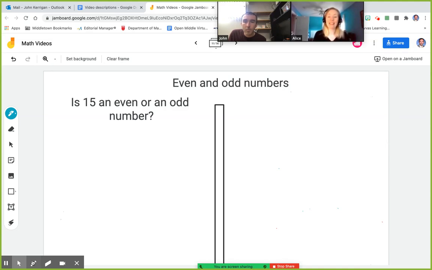And today we're talking about even and odd numbers. So our example here is 15. The way I was taught to determine if a number was even or odd, no matter how big the number was, I just with laser focus looked at the ones digit. And if there was a 0, 2, 4, 6, or 8 in the ones digit, it was even. If it was a 1, 3, 5, 7, or 9, then it was odd. So looking at 15, because it's got a 5 in the ones digit, we know that 15 is odd.